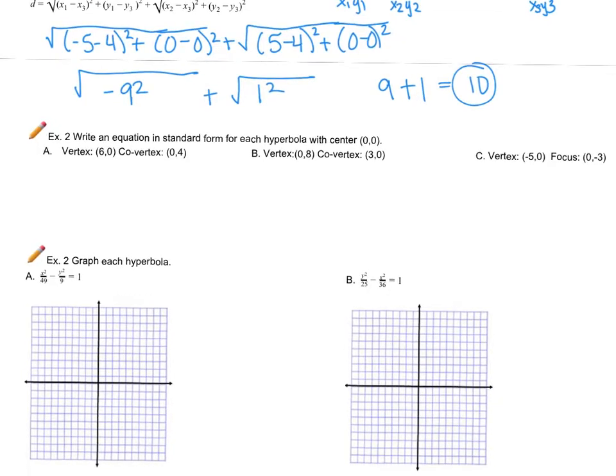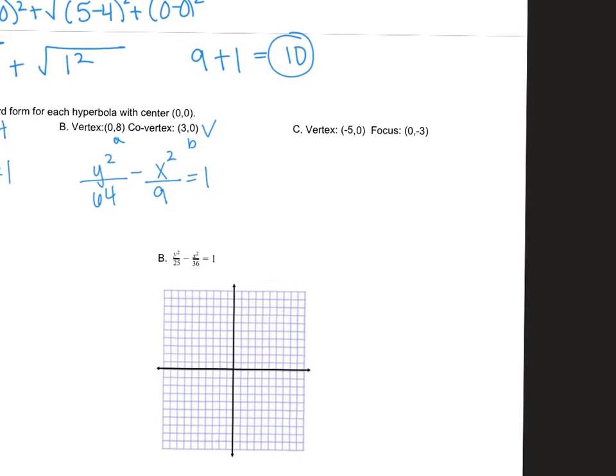Write the equation in standard form. Because the vertex is on the x-axis, we definitely know that this is a horizontal. So this is going to be x squared over a squared. This is your a, this is your b. So 36 minus y squared over b squared, which is 16, equals 1. Now because my vertex is on the y-axis, this is going to be vertical. This is my a, this is my b. So for my vertical, it's going to be y squared over a squared, which is 64, minus x squared over b squared, which is 9, equals 1.